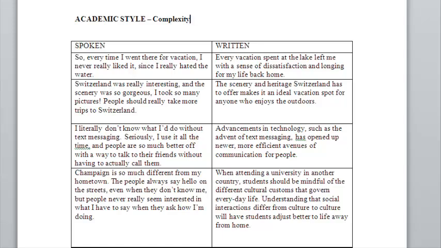The next example: "I literally don't know what I'd do without text messaging. Seriously, I use it all the time, and people are so much better off with a way to talk to their friends without having to actually call them." A couple of things here. The word "literally" doesn't really help anything here. I'm not really saying anything figuratively, so I really don't need to say it.